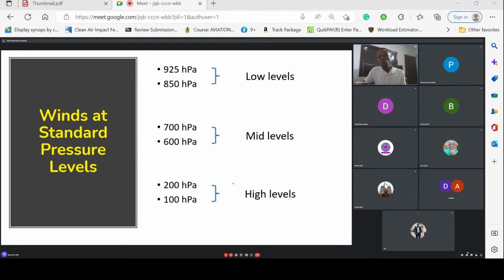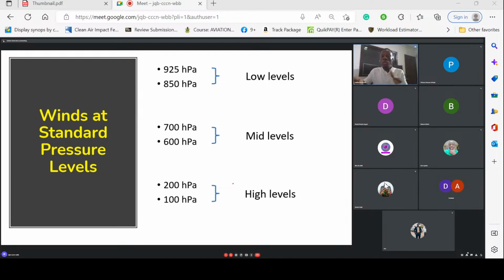So the best thing that I would recommend if you want to forecast for a particular area is not to depend solely on the global models, but you could use some local models that will give you conditions over that particular area than just relying on global models.